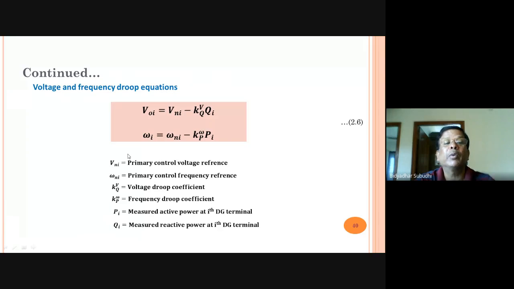So then we employ the Droop equations. For the ith DG, the output voltage is, let us say, VOI, and the droop coefficient is KQ, and by controlling the reactive power of the ith DG, you can control the voltage of the ith DG and maintain it at the nominal value. Similarly, by controlling the active power of the ith DG, we maintain the frequency at the nominal value. These Kp and Kq are the droop coefficients.